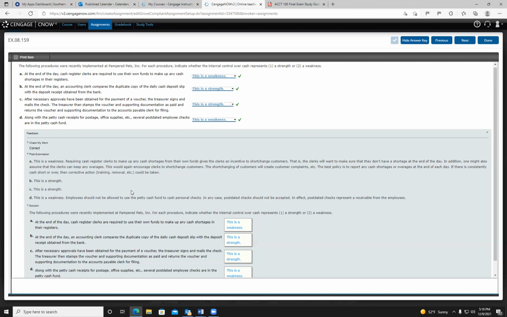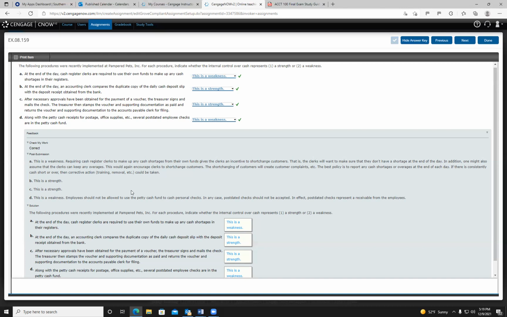After necessary approvals have been obtained for the payment of a voucher, the treasurer signs and mails the check. The treasurer then stamps the voucher and supporting documentation as paid and returns the voucher and supporting documentation to the accounts payable clerk for filing. Again, this is common practice, so this is definitely a strength. The accounts payable person is not the person that signs the check. So we have a separation of duty. We have a separate person responsible for signing the check and ensuring that the check matches the payment voucher, and they make sure that the payment voucher is stamped paid before it's returned back to the accounts payable clerk for filing. So that's definitely a strength. And again, that is common practice.